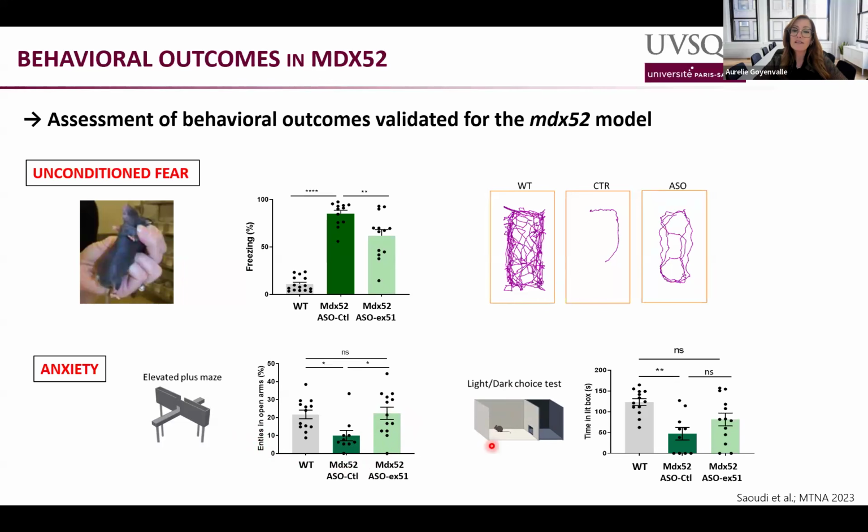You can also evaluate the anxiety using the light-dark choice test. In that case, the anxiety is shown by the mice not willing to spend time in the lit compartment, which is very anxiogenic for them. And so they do not spend much time in the lit compartment, in contrast with the treated mice that were not statistically significant from the wild type.